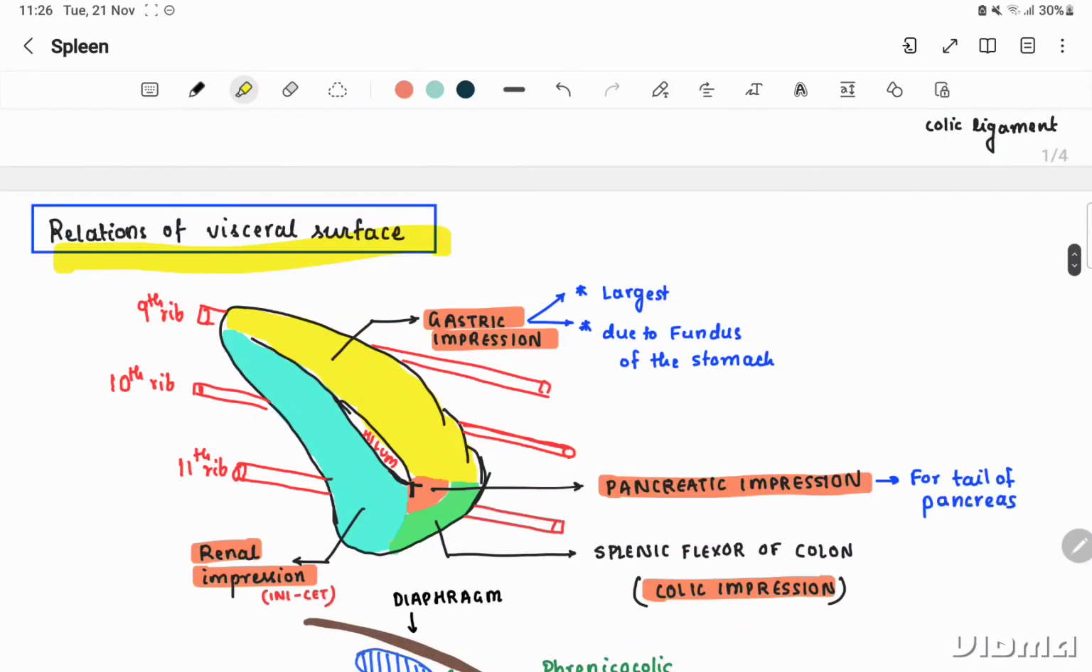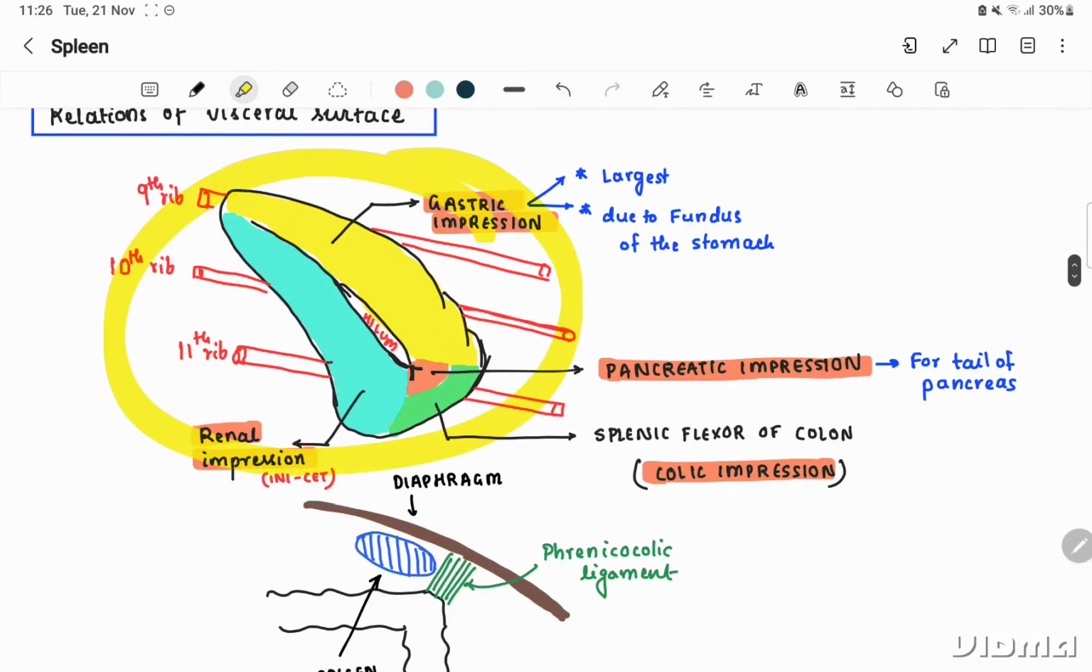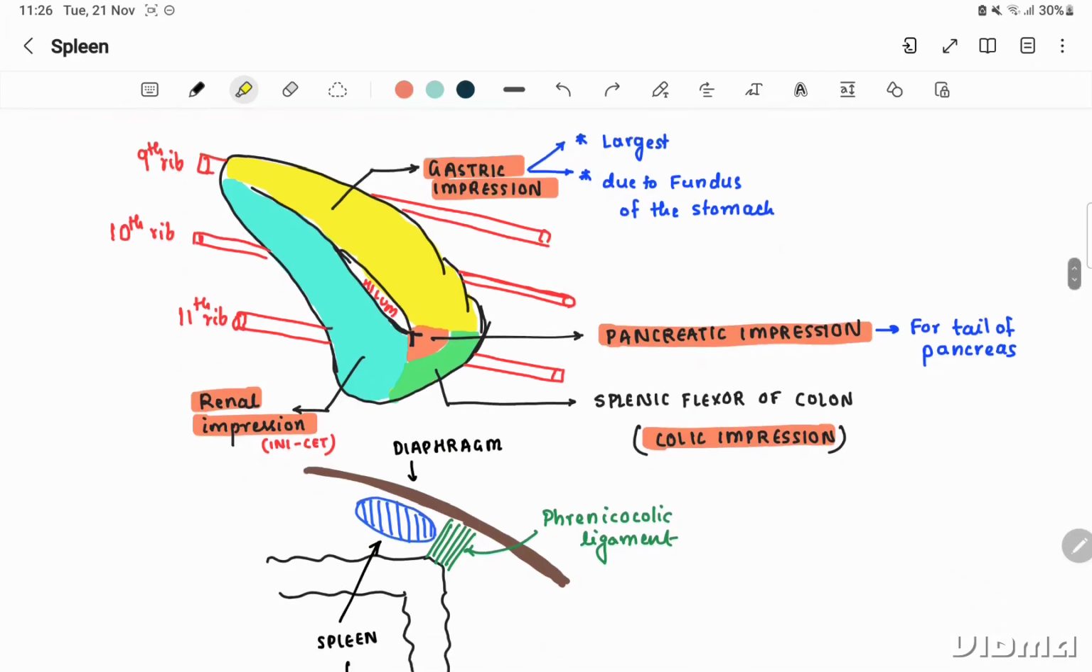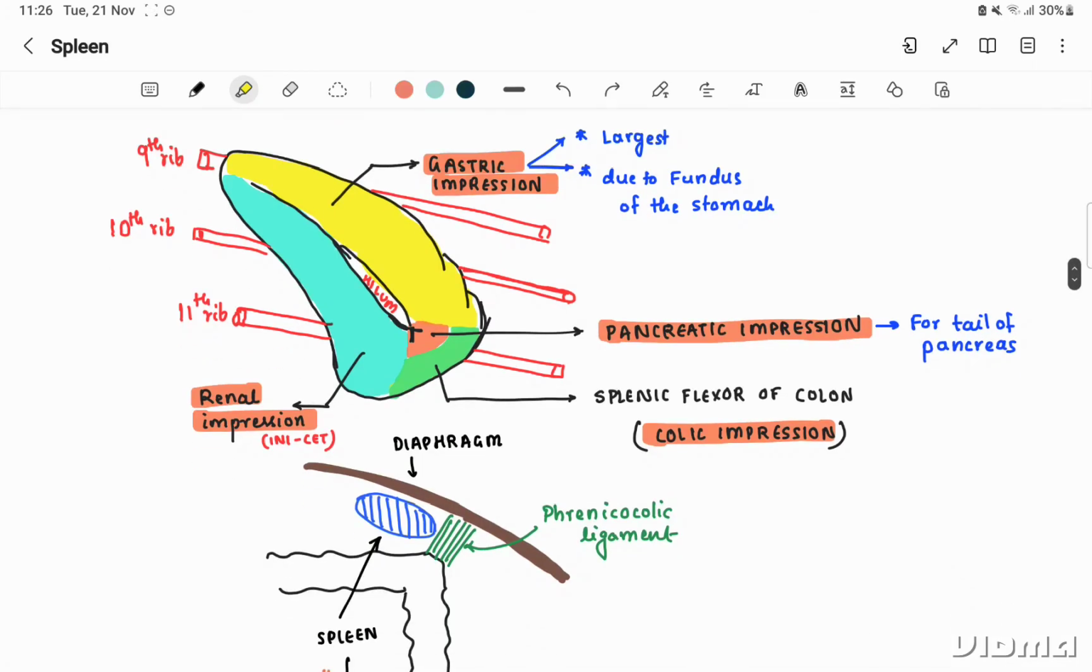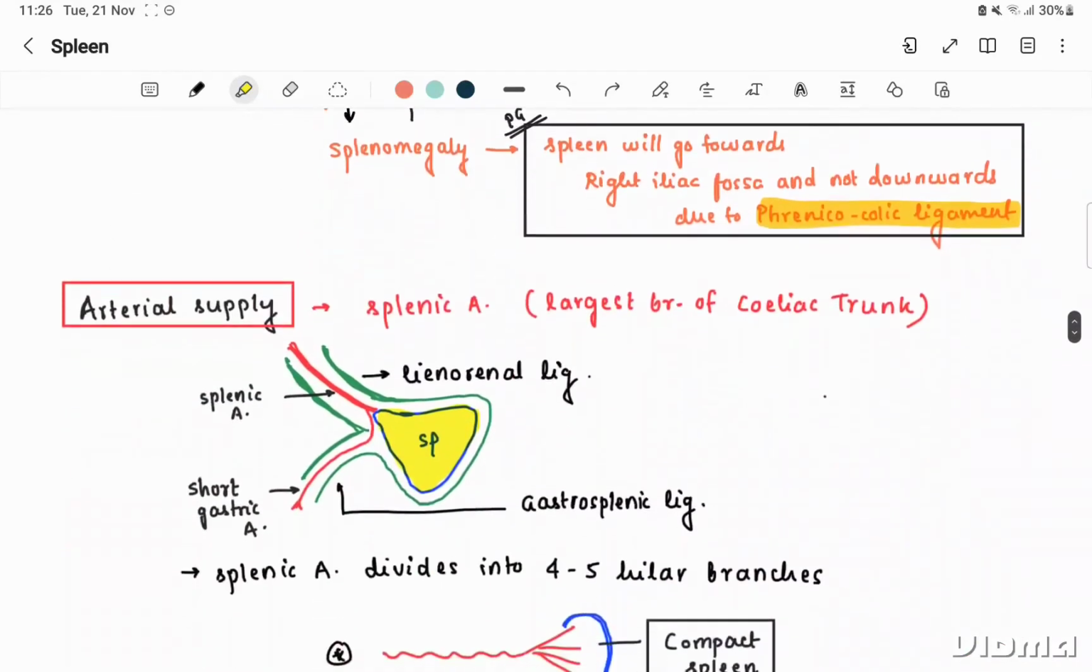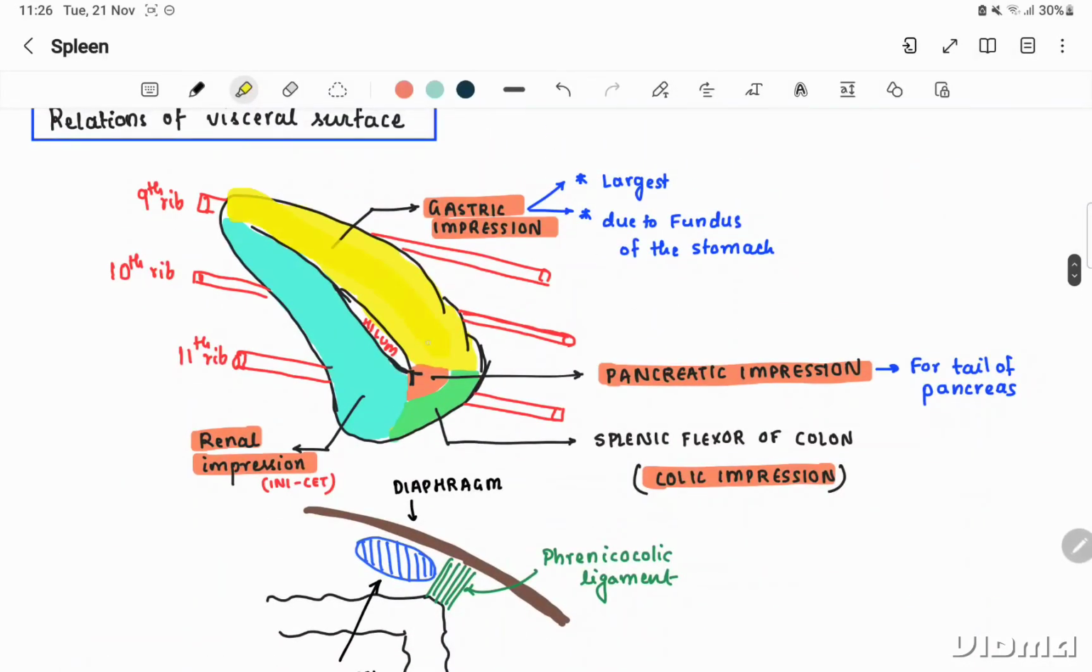Talking about the relations of the visceral surface. So what are the relations? You can just draw the relations. These are very easy for the visceral surface of the spleen. The visceral surface is where it faces the viscera. Here we have our gastric impression, which is the largest, and it is formed by the fundus of the stomach. So we have a gastric impression in this part. Then the hilum is present. The hilum is lying on the intermediate border, you can note. And then the renal impression. This is the renal impression of the spleen.